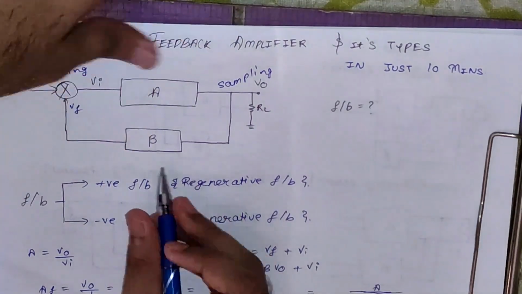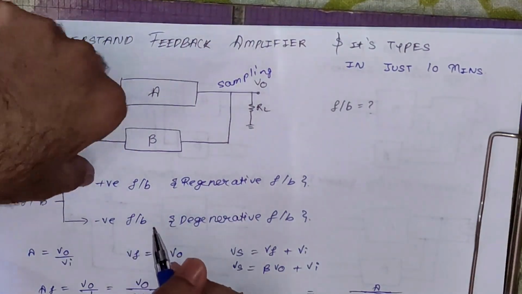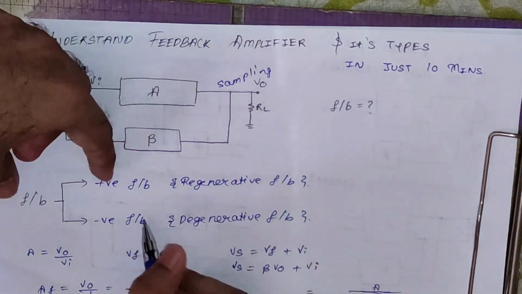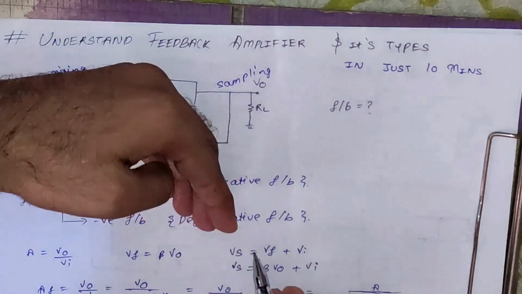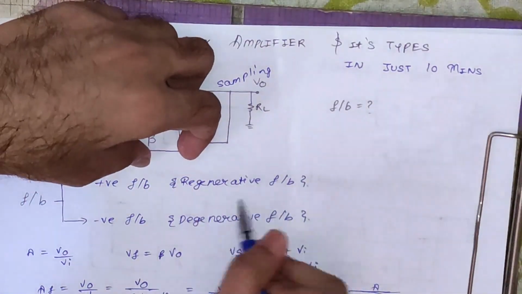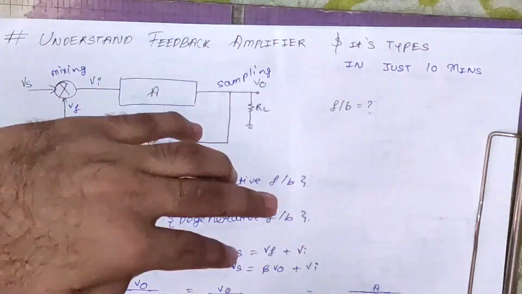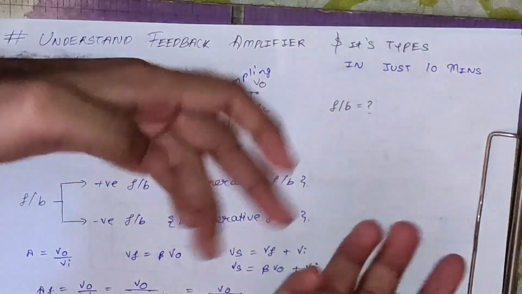There are two types of feedback, positive feedback as well as negative feedback. For positive feedback we say it is a regenerative feedback, and for negative feedback we say it is a degenerative feedback, because in positive feedback the gain increases and in negative feedback the gain decreases. We will see how it is getting done.